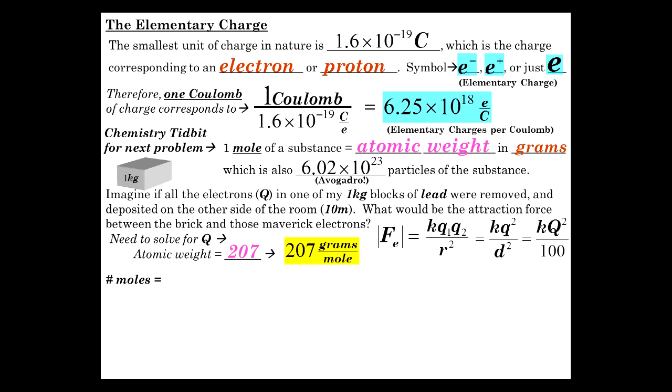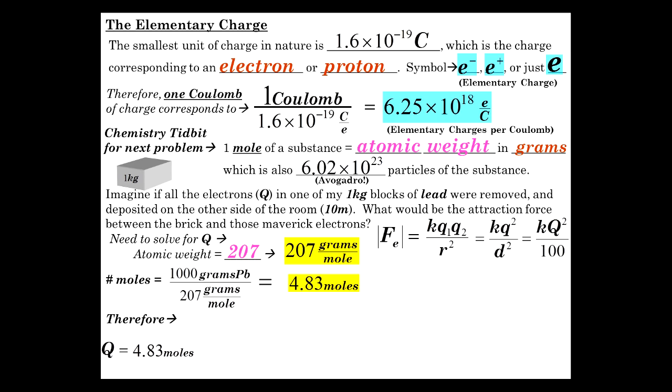So how many moles does the lead brick have? Well, it's 1,000 grams of lead divided by 207 grams per mole gives us 4.83 moles. Therefore, we know how many moles we have. Let's go ahead and solve for the charge. The charge is how many moles times how many atoms per mole. It's a whole lot. Avogadro's number of atoms per mole. Now the moles go away. Very nicely. We're left with the number of atoms.